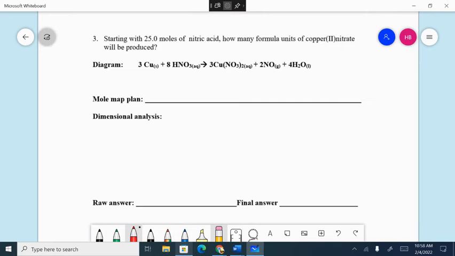Number 3, 25 moles of nitric acid. You've got to remember your naming here. Remember, the one that starts with H is nitric acid. So we start with 25 moles of nitric acid, and we're asked to find the formula units of copper 2 nitrate.